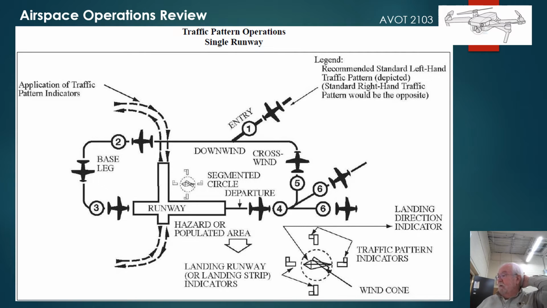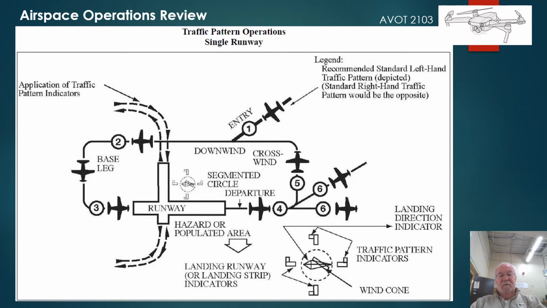Also, we need to remember or be aware that traffic tends to enter at a 45-degree angle to the downwind leg at traffic pattern altitude. There is more than one question that will ask that specific question: what is the proper entry for a manned aircraft into a traffic pattern? Well, it's 45 degrees to the downwind at traffic pattern altitude is the answer.